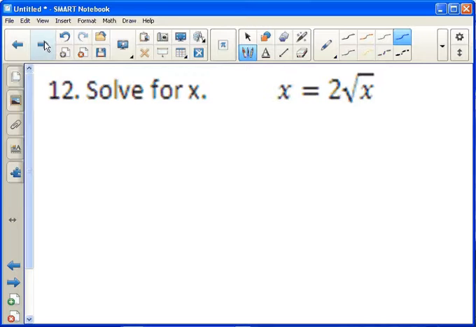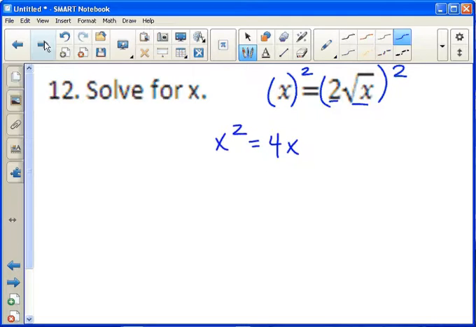So it's okay to leave that 2 there, that's not a problem. We can square both sides. X squared is x squared. And then we have to square both things inside. We have to do 2 squared, which is 4, and square root of x squared, which is x.